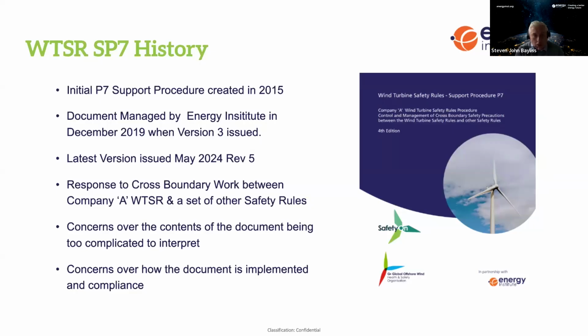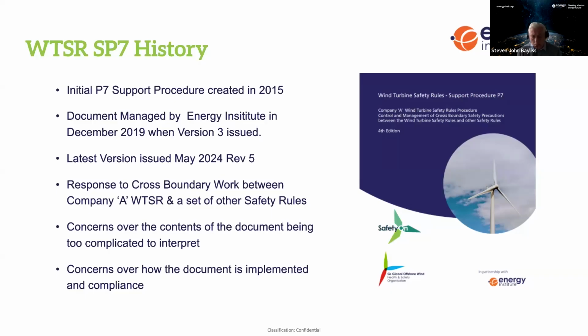So just looking at this first slide here, we're looking at the history of the P7. So what is the P7? The P7 is the control and management of cross-boundary safety precautions between the wind turbine safety rules and other safety rules. So primarily it's the wind turbine safety rules and other rules. So as such, that's why we're here today.